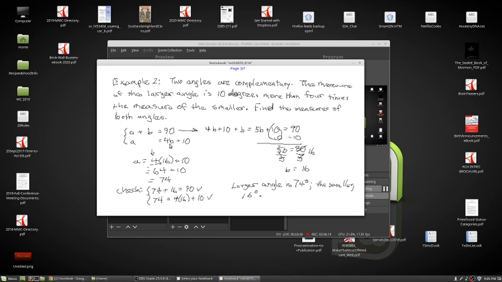And if we plug in 16 for b, multiply by, that's how we got a to begin with. So we know that's going to work. Okay, so the larger angle is 74 degrees and the smaller is 16 degrees.